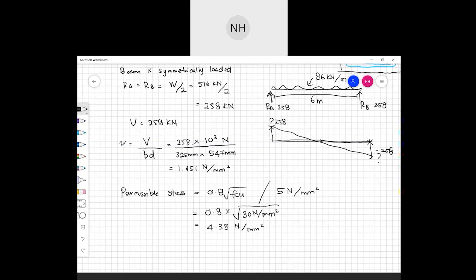Okay. So, bila kita tengok 4.38 dengan 5, 4.38 ni obviously lebih kecil. So, kita akan ambil 4.38 ni yang untuk compare dengan 1.451. Bukan 5 Newton. Okay. We check that v, which is the shear stress at cross section, is lower than 0.8 square root FCU. Which means okay. I nak ajar sampai sini saja.